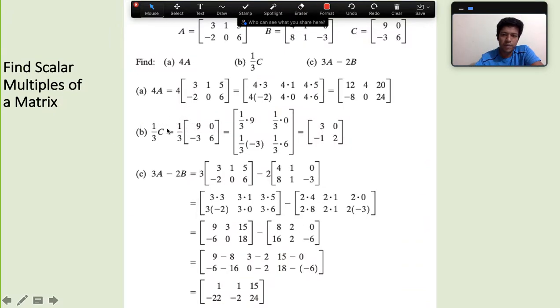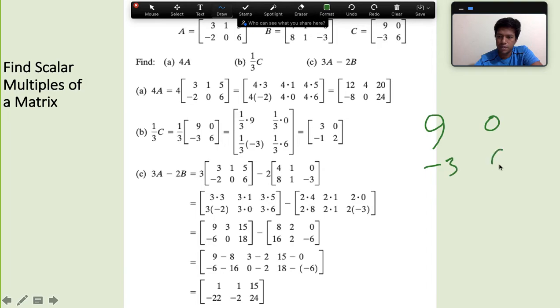Scalar multiple of the matrix. This is a lot of maths, as you can see here, but this is not super scary. Basically, suppose you have something like this one, 9 0 minus 3 6. How do you multiply? Let's say if I say that this is a matrix C, so find out 3C equal to what, or 4C, or 2C equal to what. Let's say 2C equal to what.